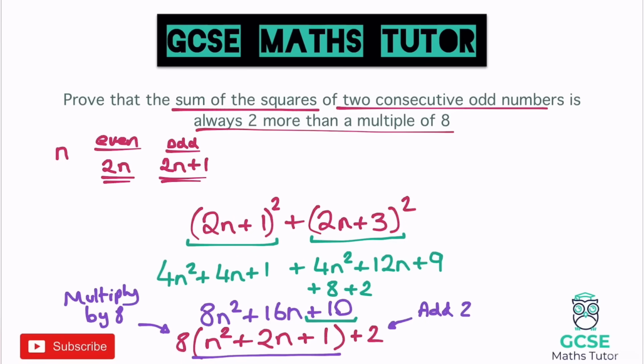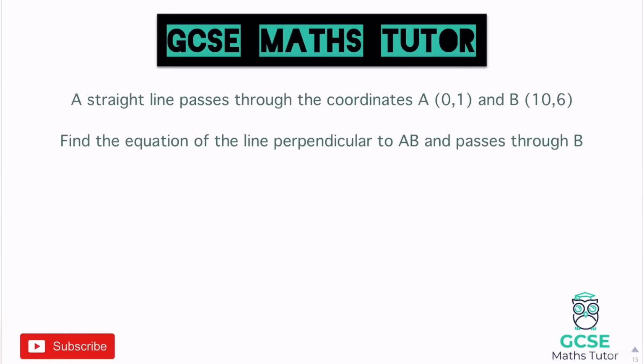Again, lots of examples on this that I've got a good video on. On some coordinate geometry, we've got a straight line passes through the coordinates 0, 1 and 10, 6. Find the equation of the line perpendicular to AB that passes through B.